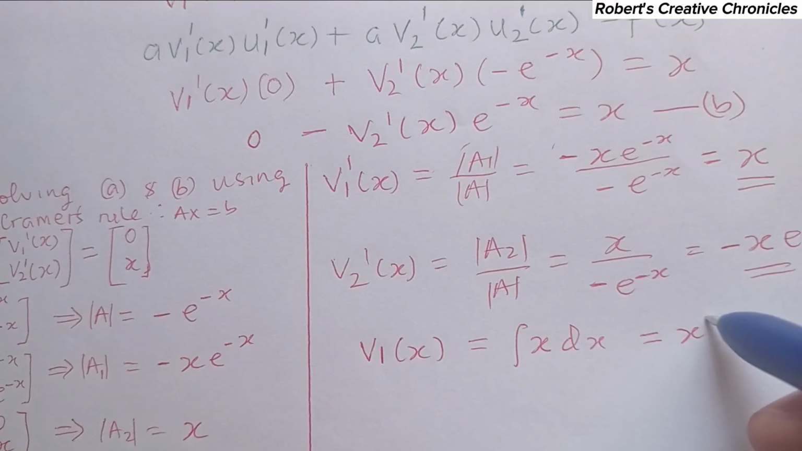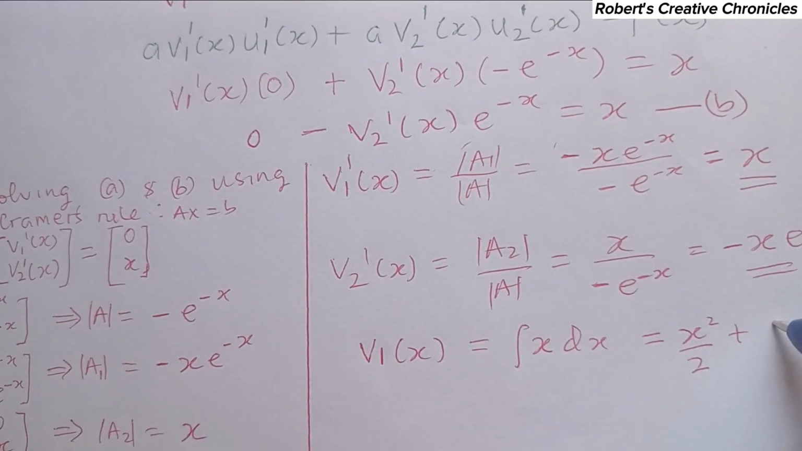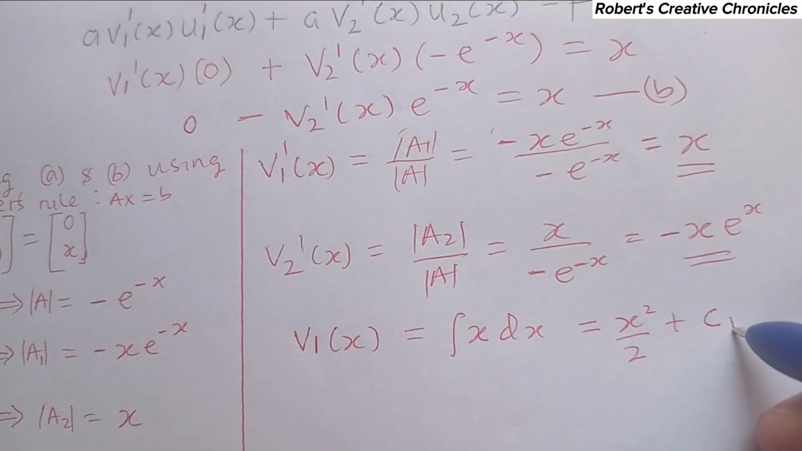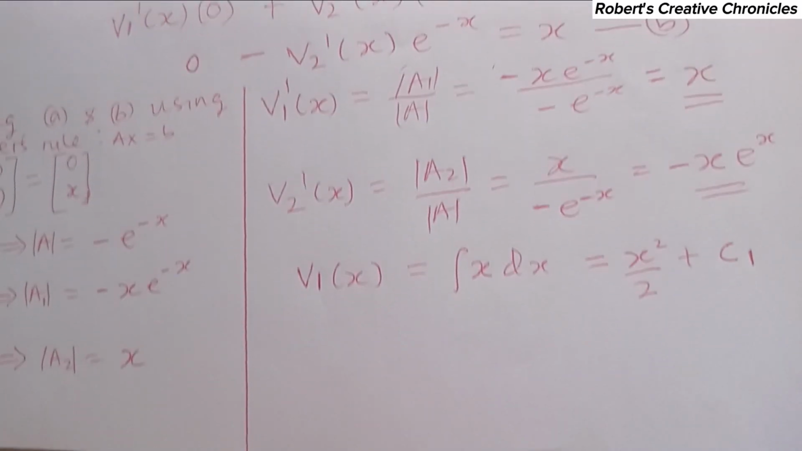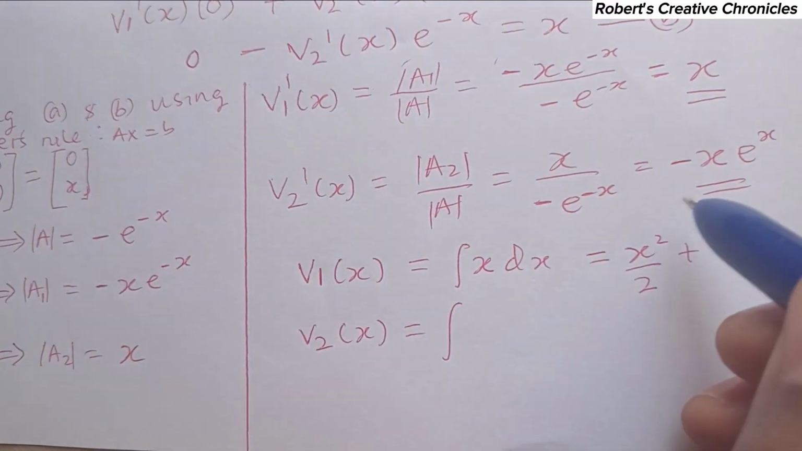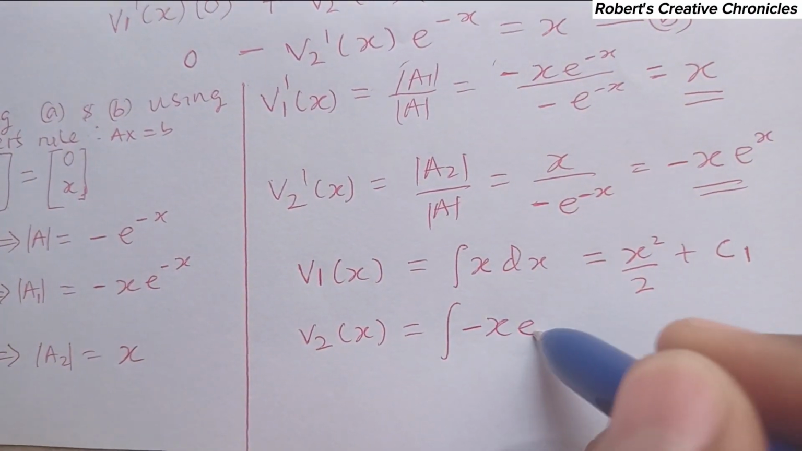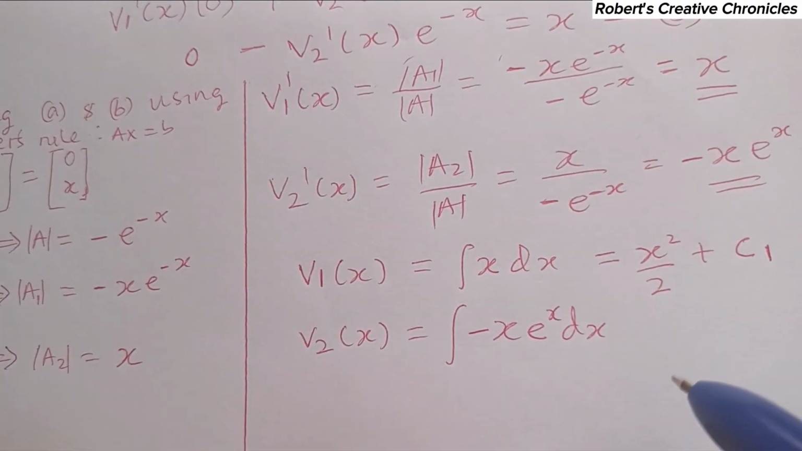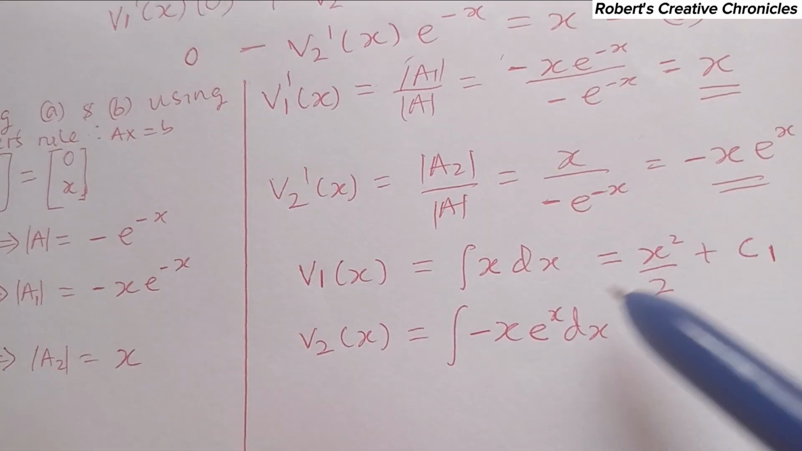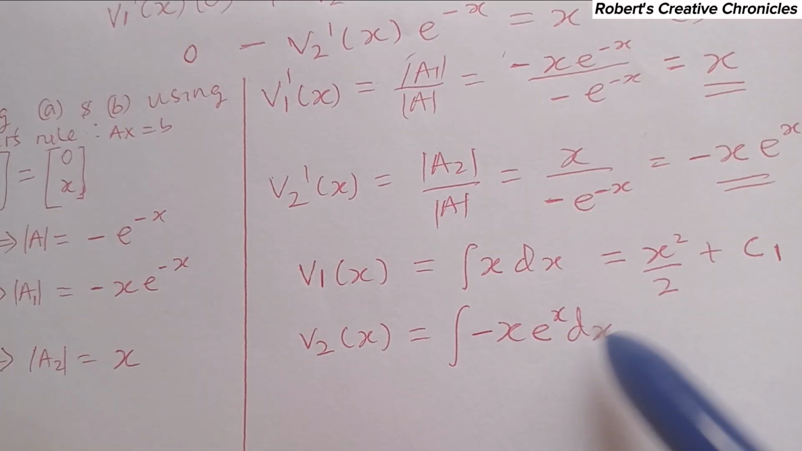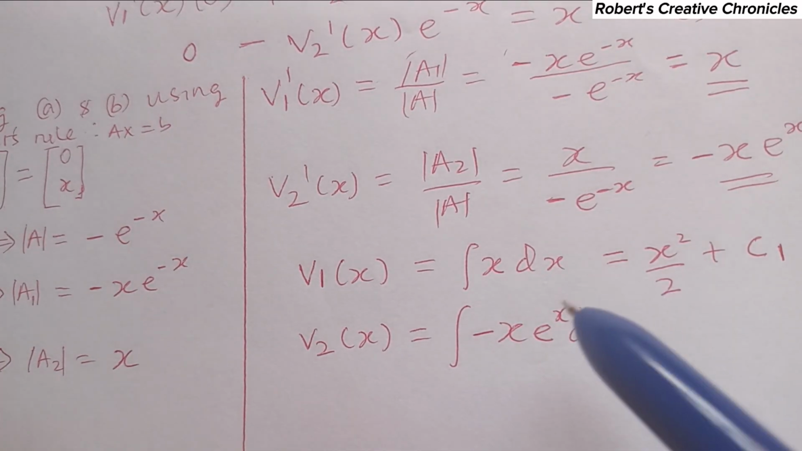Is x squared over 2 plus c. But since there's 1 here, we'll just say plus c1. Then the second one, v2(x), is equal to the integral of what? Negative x e^x dx. You know this one we have to use integration by parts to solve it, the product of x and exponential x. So we are going to use integration by parts.